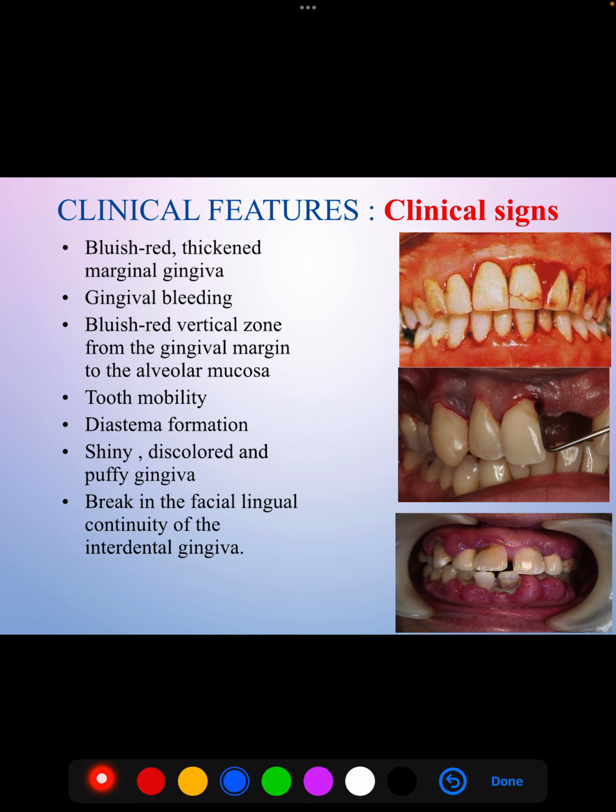So what are the clinical signs we can see? There will be gingival bleeding. The gingiva has a bluish thickened appearance from the gingival margin till the alveolar mucosa. And it also has a shiny and discolored puffy appearance. The tooth will be mobile. There will be diastema formation. Also, there is a break in the facial and lingual continuity of the interdental gingival region.